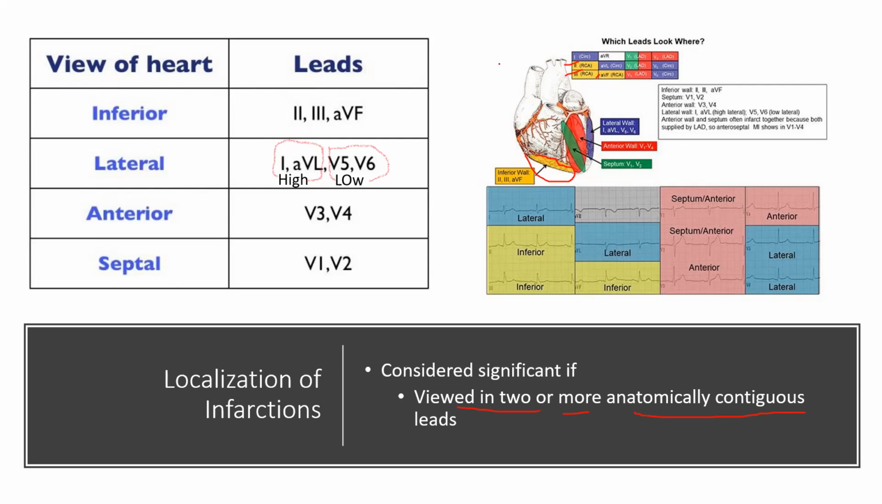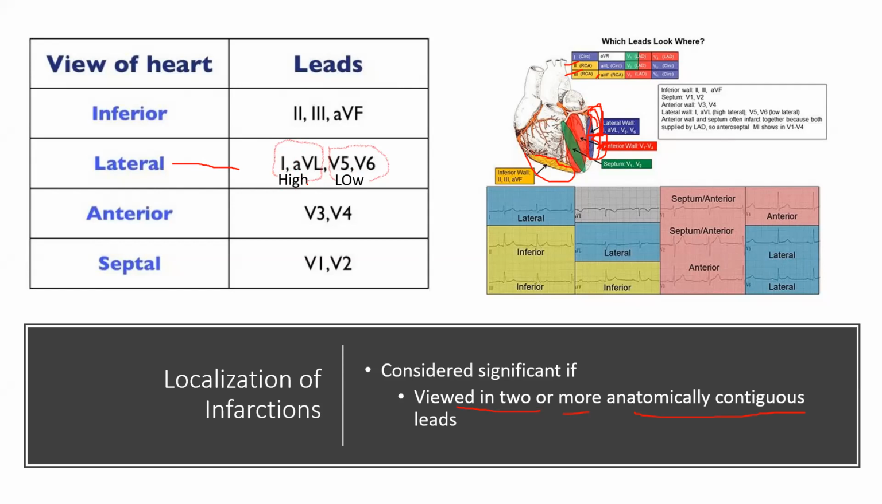Now, if we're looking at the lateral aspect of the heart, which is right over here, it's shaded blue. These are seen by 4 leads: leads 1, AVL, V5, and V6. Leads 1 and AVL look at this portion of the lateral wall, and V5 and V6 look at the lower portion of the lateral wall. And therefore, lateral is seen by 4 leads: leads 1, AVL, V5, and V6. They're all related.